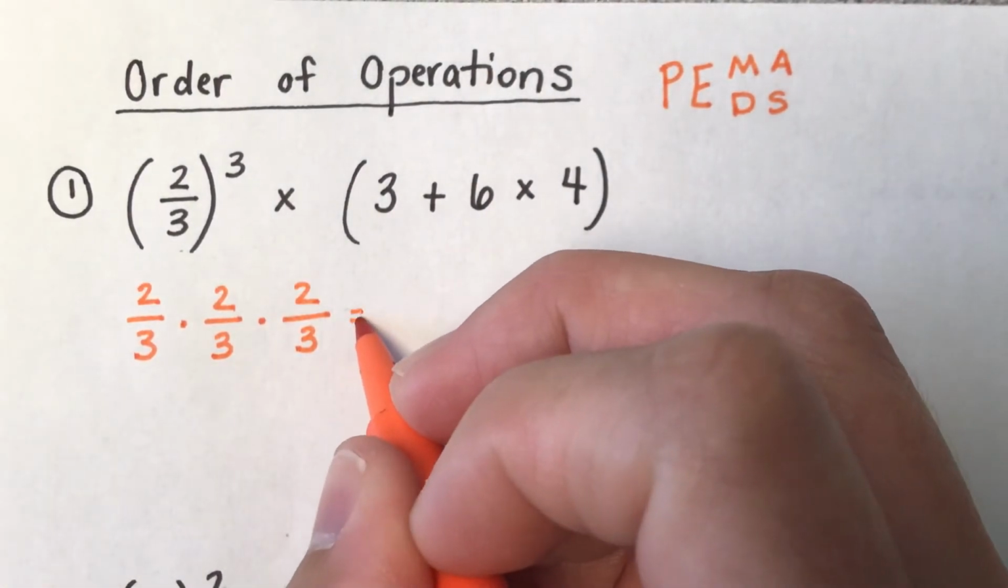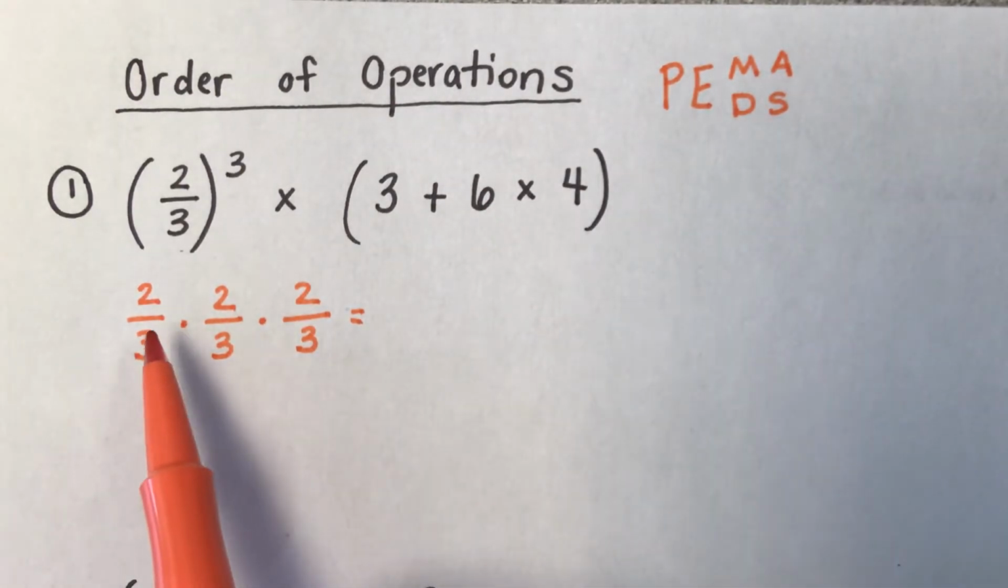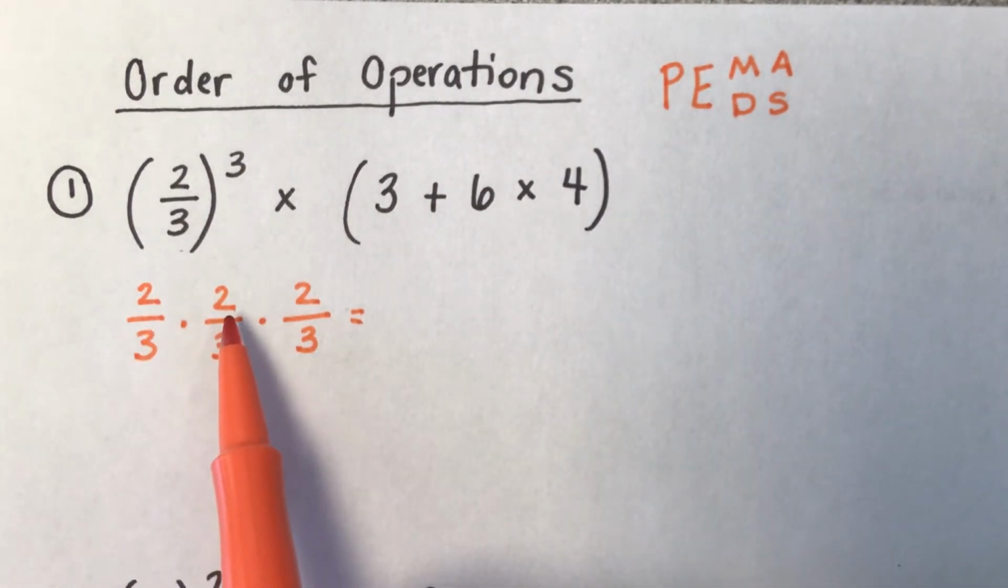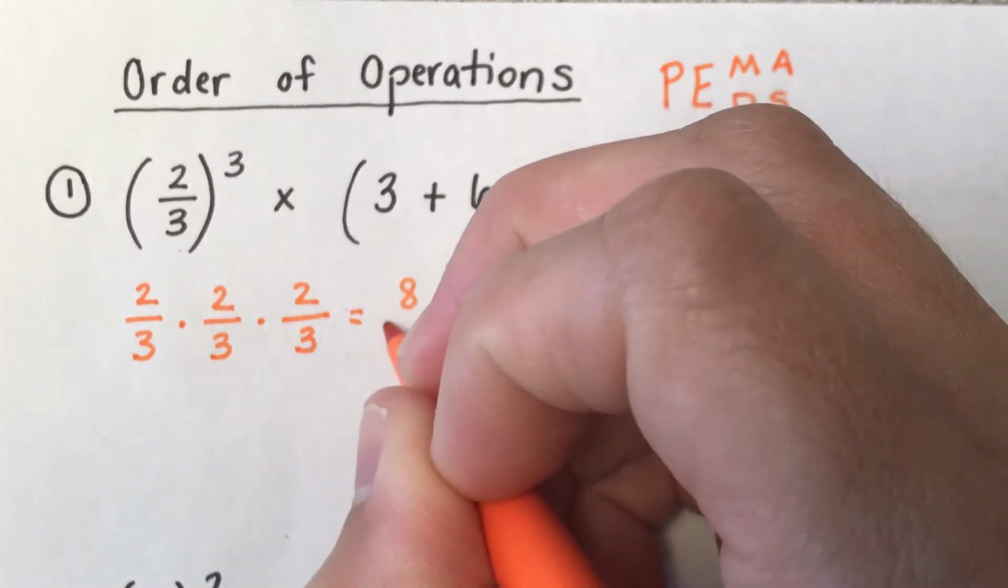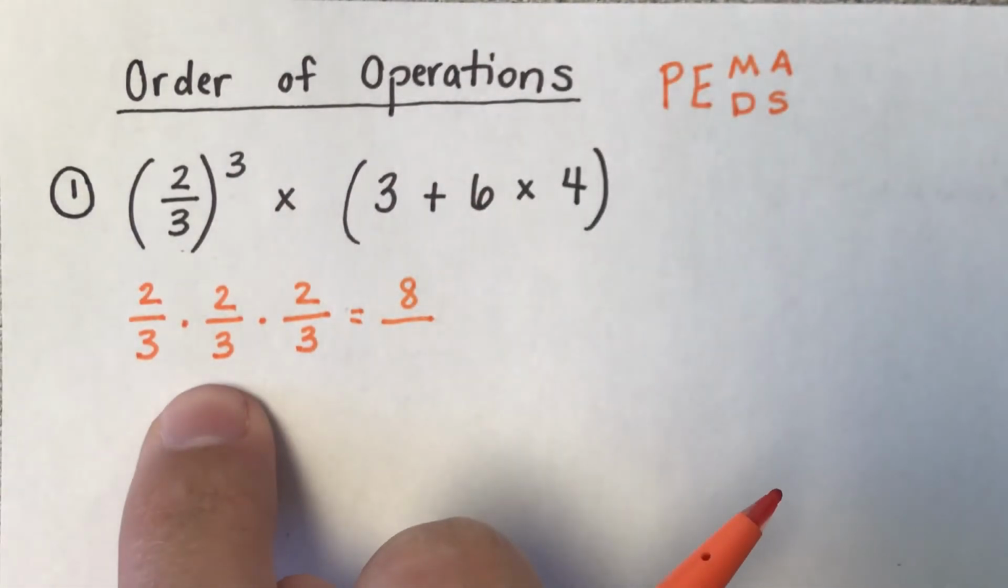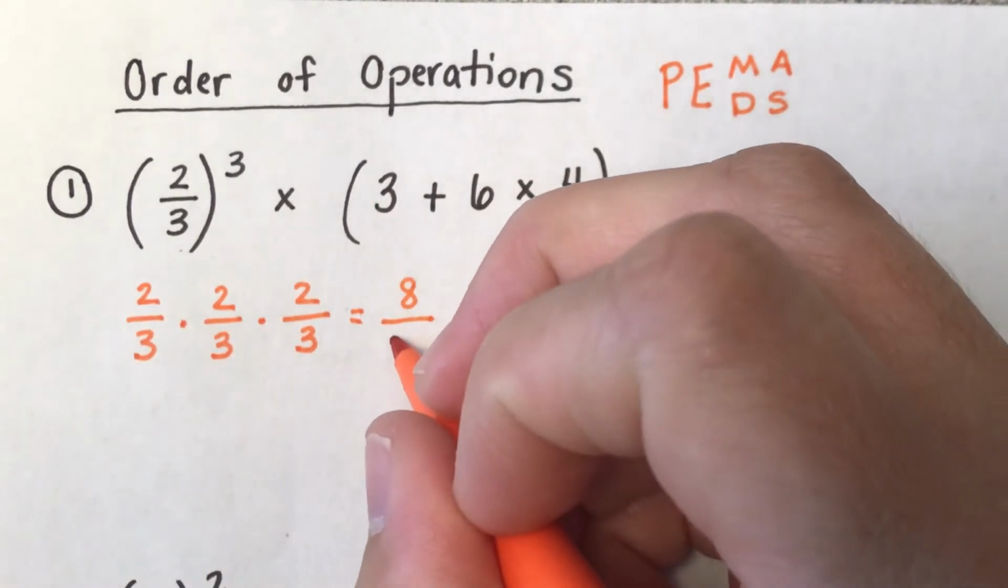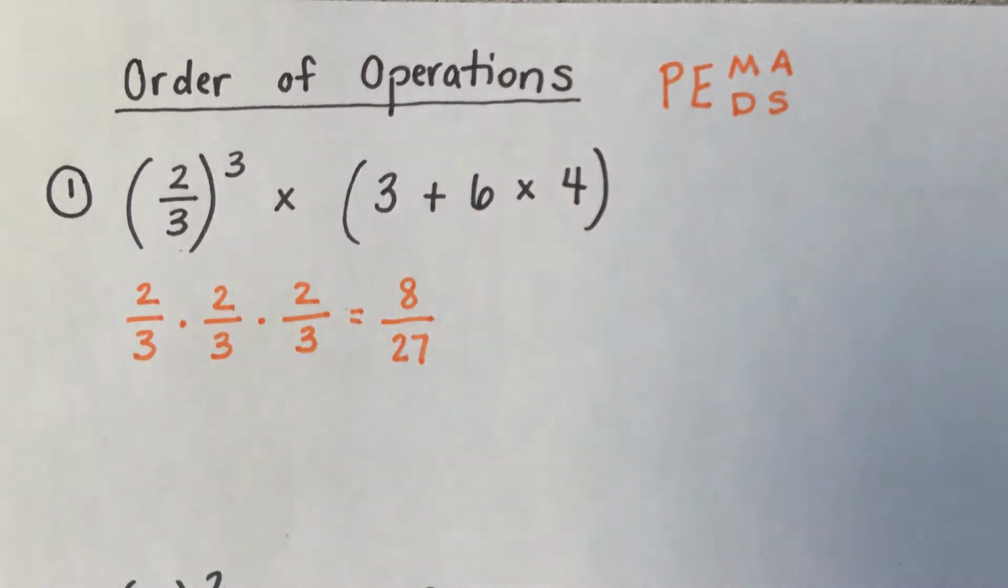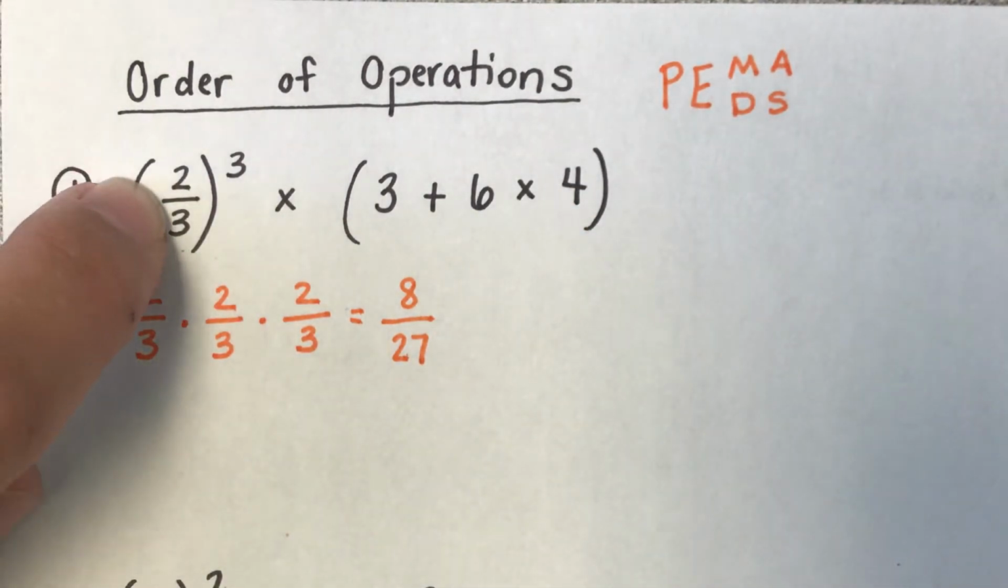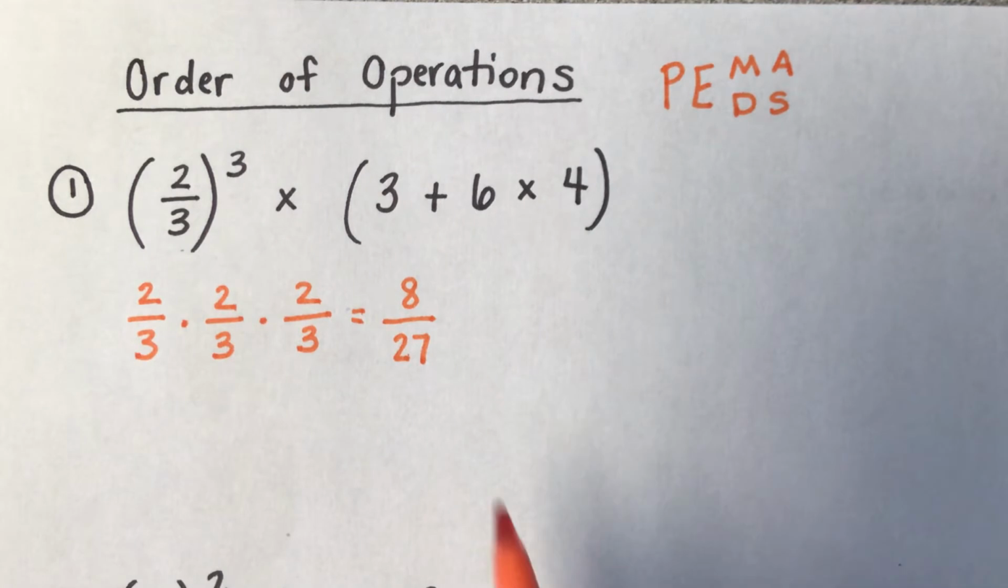So our rule for multiplying fractions is you multiply straight across. So 2 times 2 is 4. 4 times 2 is 8. 3 times 3 is 9. 9 times 3 is 27. Okay, so I've done this. I'm done with this part over here. Now I just need to do this part and then this parentheses.